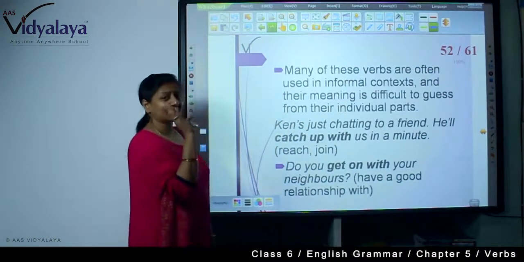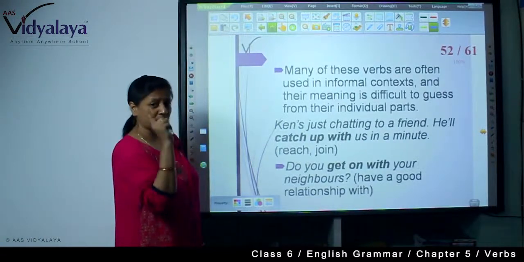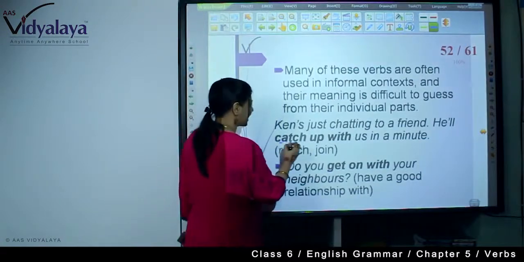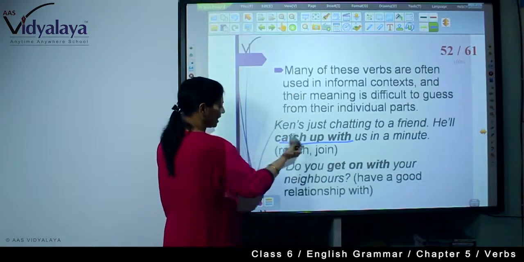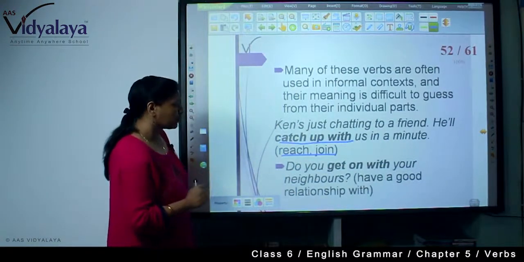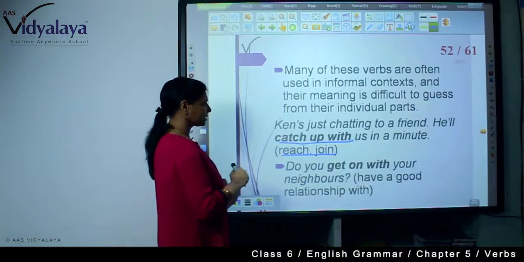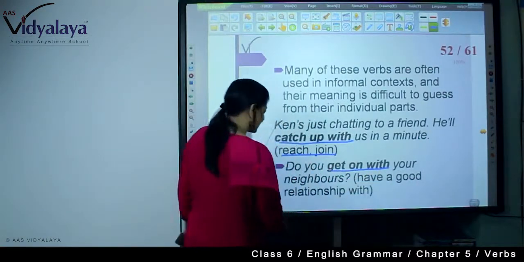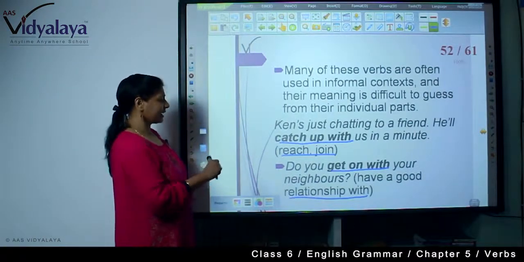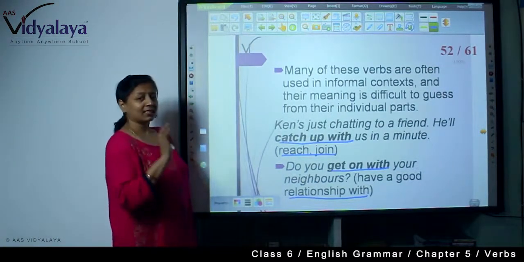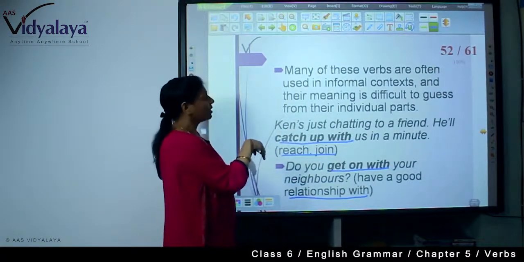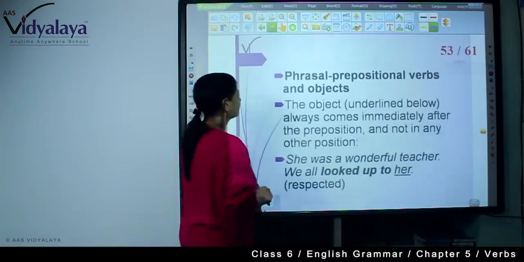See here, the meaning is difficult to guess in phrasal prepositional verbs. "Ken is just chatting to a friend. He will catch up with us in a minute." Catch up with us means reach or join. "Do you get on with your neighbors?" Get on with means have a good relationship with. So in this way you are seeing what is the verb. It's the original meaning, and the new meaning is totally different from the original meaning.